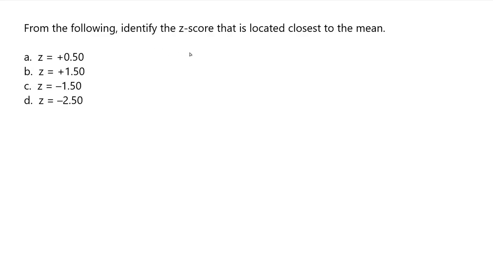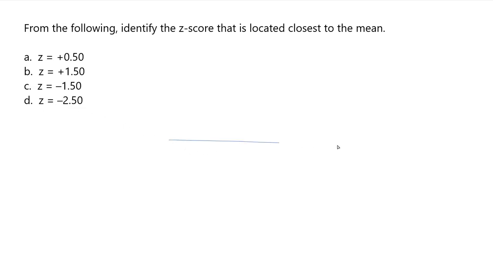From the following, identify the z-score that is located closest to the mean. So we have a z-score in A of positive 0.5. B is z equals positive 1.5. C is z equals negative 1.5, and D, z is negative 2.50.